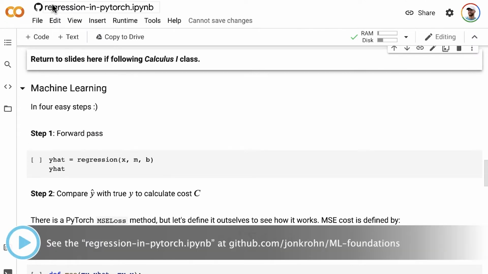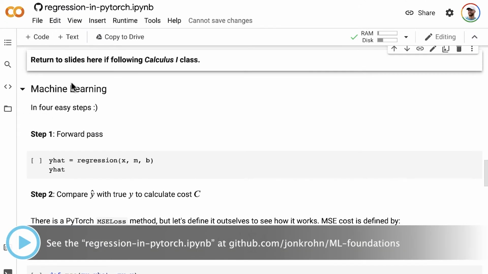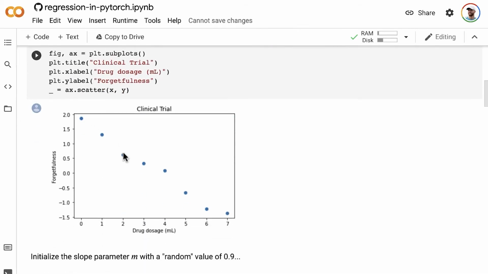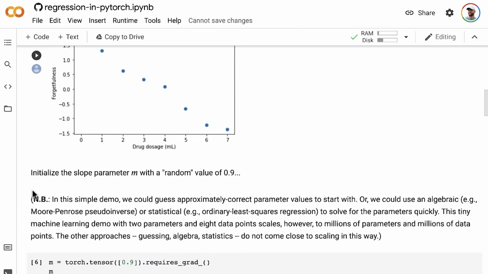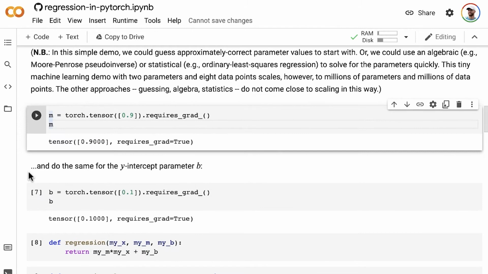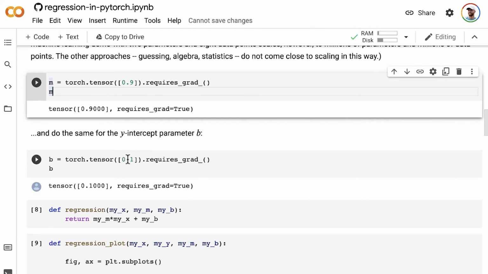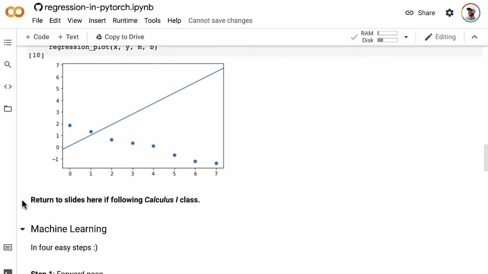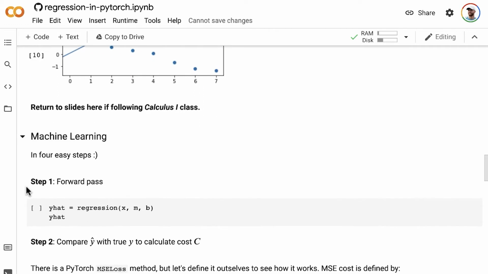Okay, so back in our regression in PyTorch notebook, we've already made our way down to this machine learning step. And so we've already input our data. We already have our data lined up. So our drug dosage, as it increases for our Alzheimer's drug, we see this reduction in forgetfulness. And we'd like to now fit a regression line to those data. We saw that with our randomly initialized slope of 0.9, as well as our randomly, quote-unquote, initialized y-intercept of 0.1, our first randomly initialized regression line clearly doesn't fit the data very well. But let's now use the machine learning process that I've taught you about at a high level to fit this line to the data points better. In fact, we'll fit it pretty darn well.